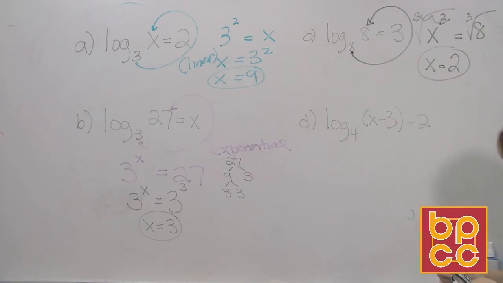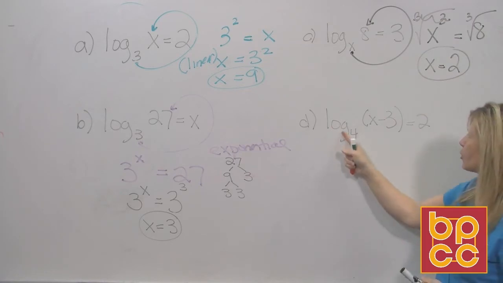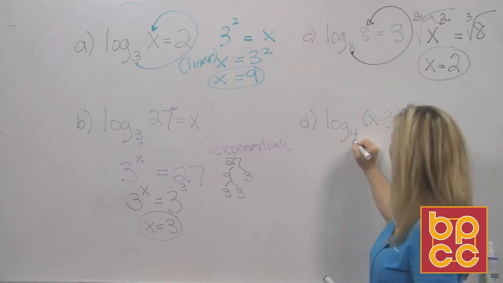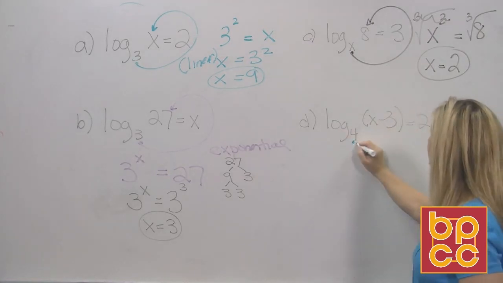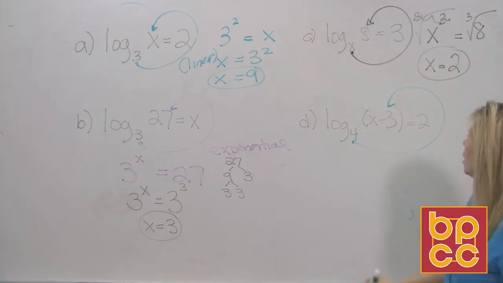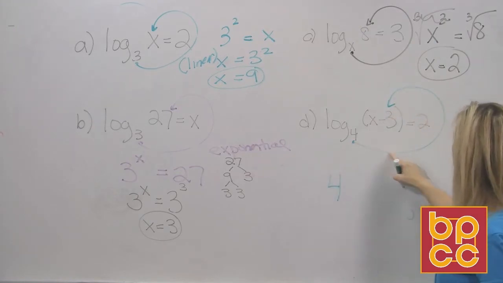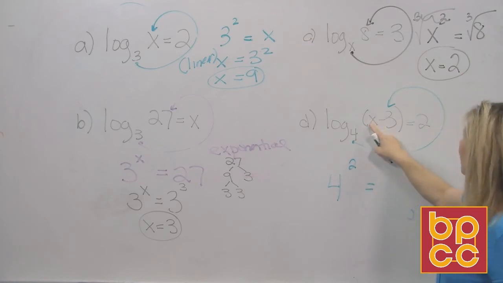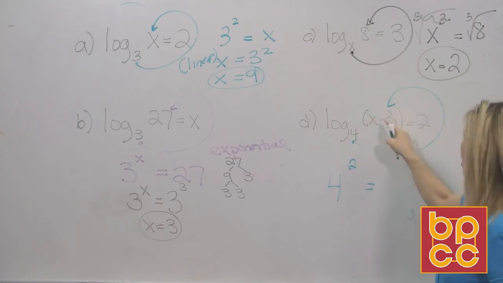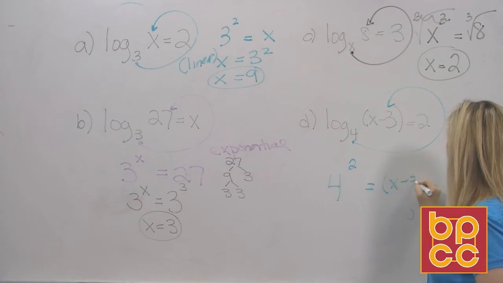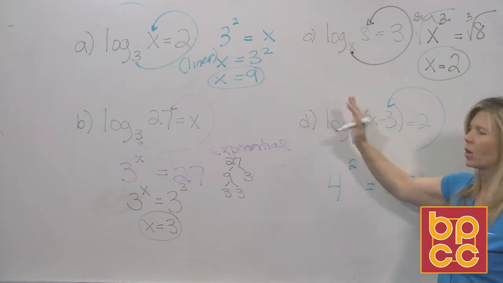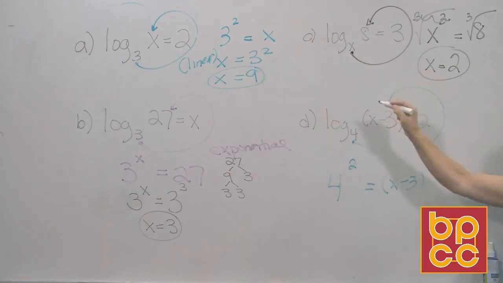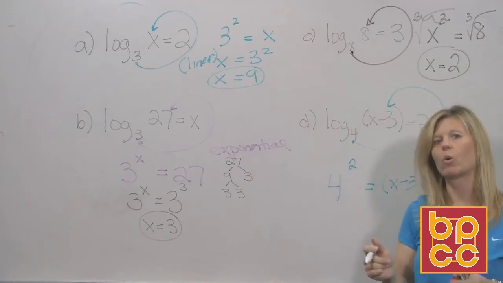Okay, our last one. It's a log equation. It's got the word log. The base is 4. I'm going to move to the right. There's my swing. So I'm going to write base is 4. My exponent is going to be a 2. And it's going to equal not the x, not the 3, all of it. All you're doing is getting rid of the word log. That's all we're doing by doing this swing.